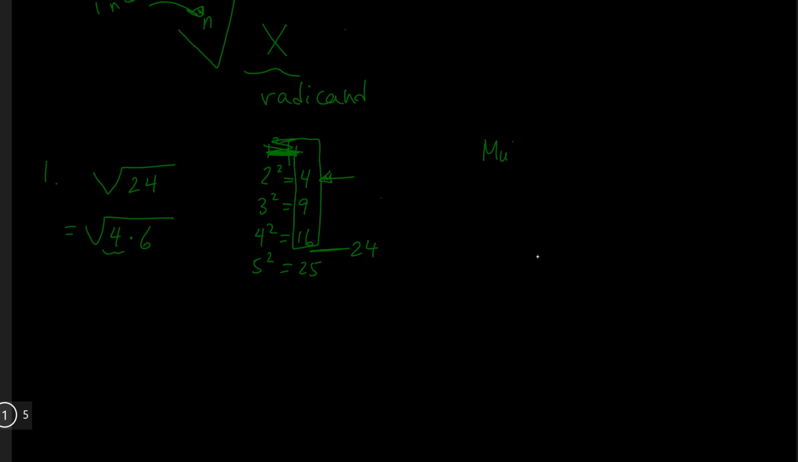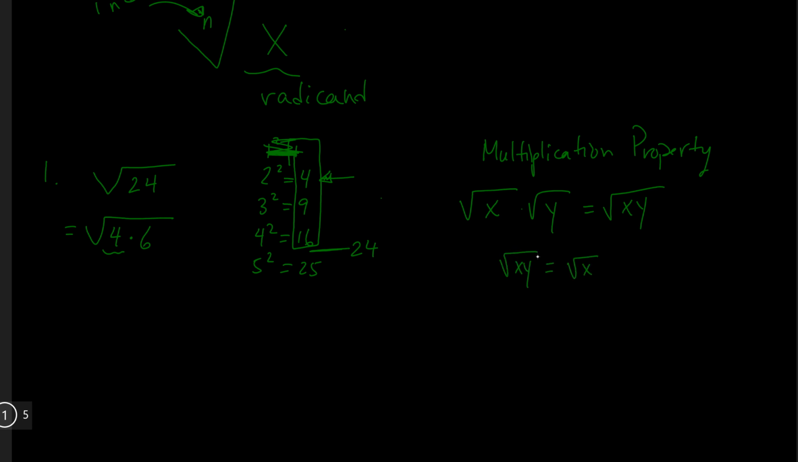Now we have what's called the multiplication property of radicals. This property tells us that if we have two radicals, square root of x and square root of y, we can combine them to be square root of x times y. Since this is a statement of equality, the reverse is also true. So, since we have 4 times 6 here, a product, that means we can split this into the square root of 4 times the square root of 6.